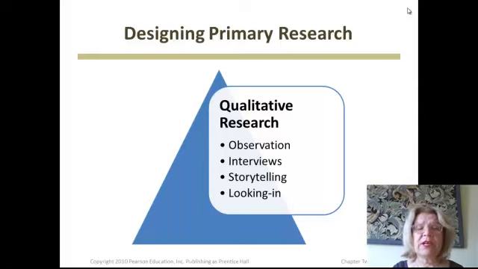The major types of qualitative research, especially presented in this course, are here on the slide. Observation, interview, storytelling, and looking in.